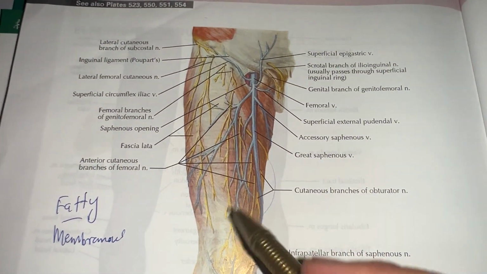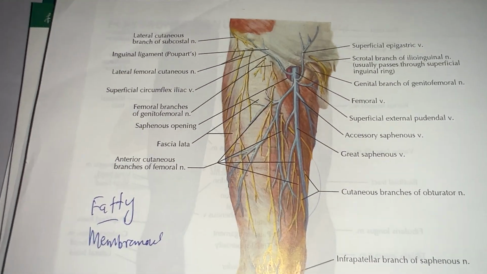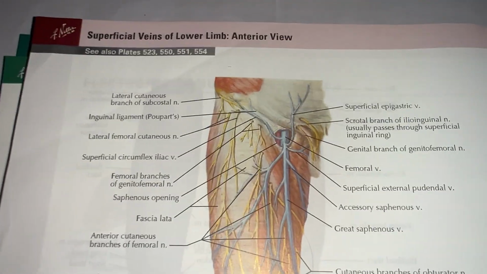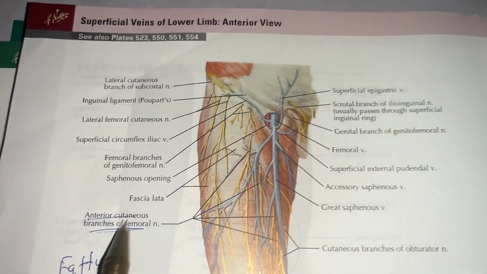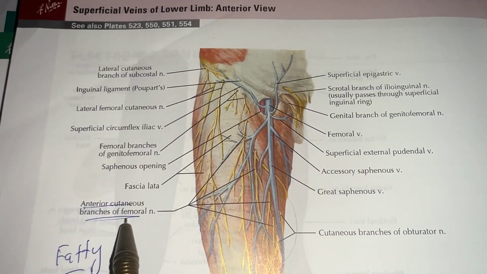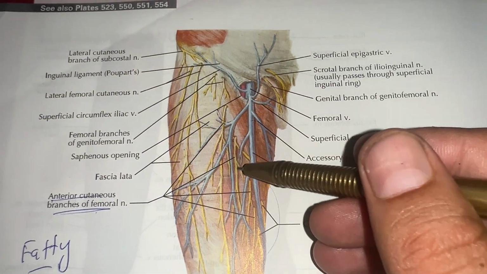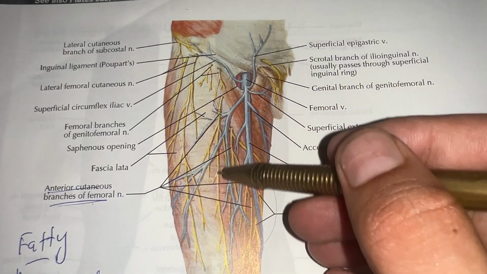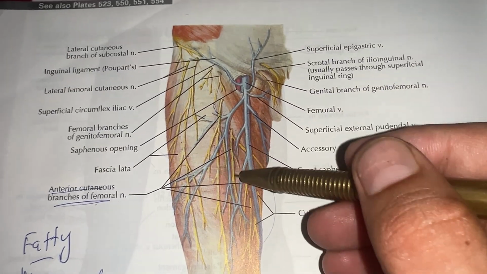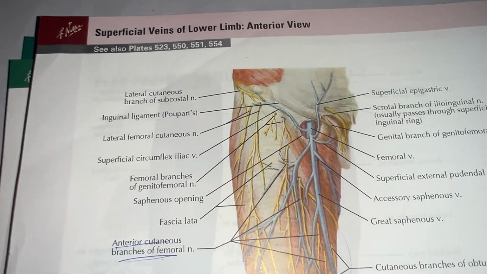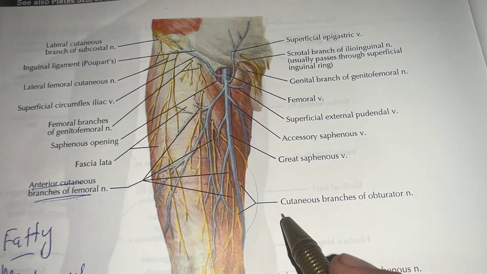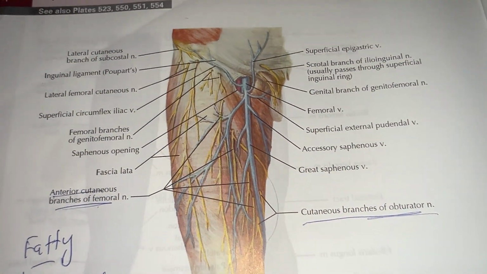The superficial fascia fatty layer also has the cutaneous nerves and lymph nodes. The cutaneous nerves are anterior cutaneous branches of the femoral nerve. This is the medial cutaneous nerve, and this is the intermediate cutaneous nerve. It also has branches from the cutaneous branches of the obturator nerve.